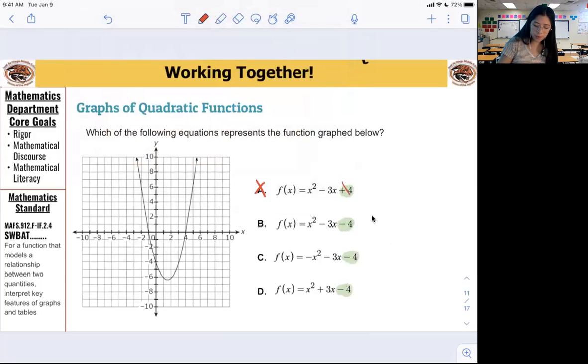A is out because the y-intercept, we can look on the graph and I can see that the y-intercept is right here on the -4. So automatically A is out. Is anything else at this point out? C. Why? Because C is stating that the graph is reflected, which it is not.